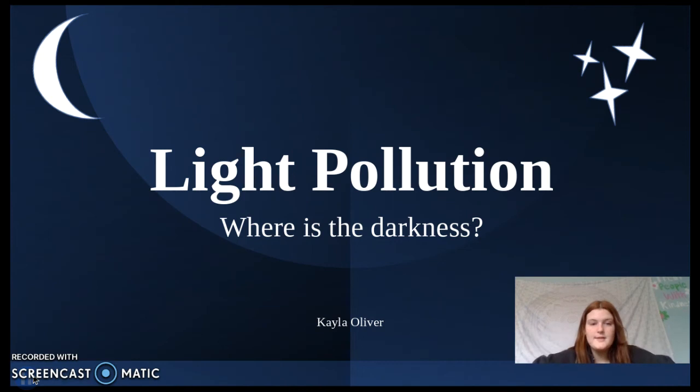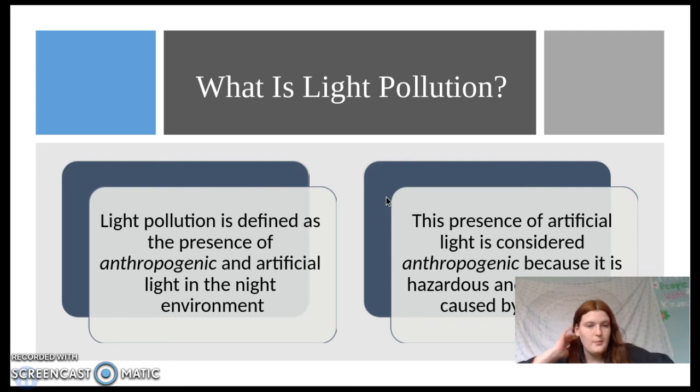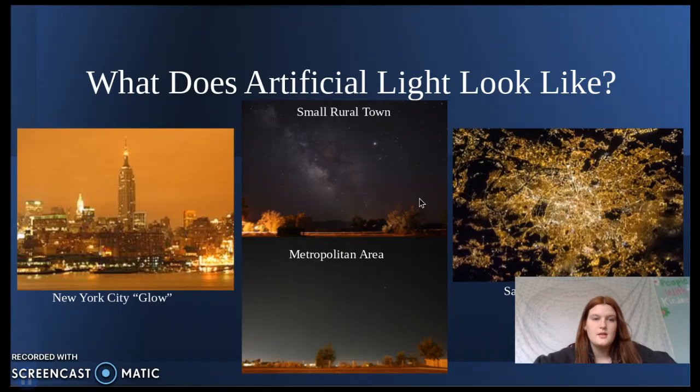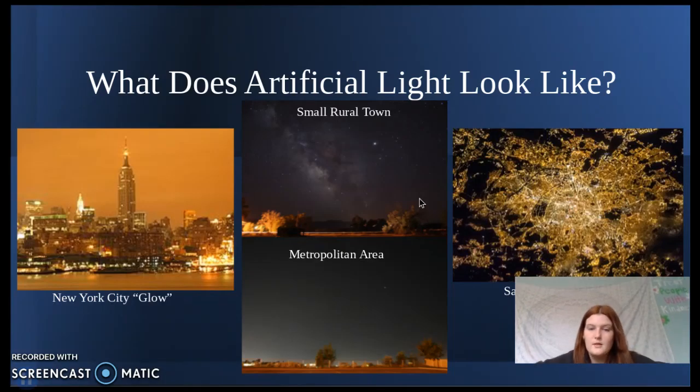So I'm doing my presentation on light pollution and how it affects everything in our everyday life. To start off, light pollution is defined as the presence of anthropogenic and artificial light in our night environment. This presence of artificial light is considered anthropogenic because it is hazardous and completely caused by humans and their interactions. So artificial light looks like many things.